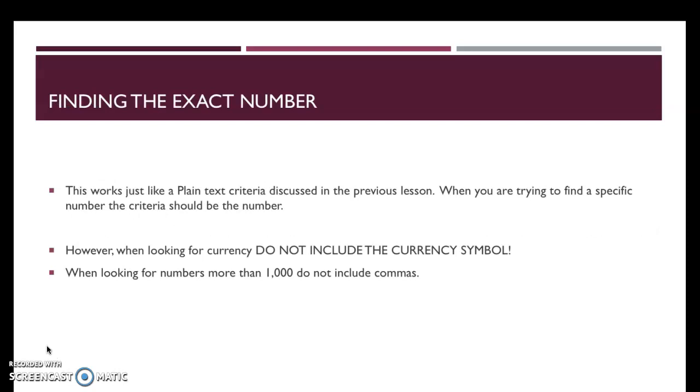Today we're going to focus on finding numbers or number criteria. So when you want to find the exact number, this works just like a plain text criteria discussed in the previous lesson. When you're trying to find a specific number, the criteria should be the number that you're looking for. However, when looking for currency, do not include currency symbols like dollar signs. And when looking for numbers more than 1,000, do not include commas.